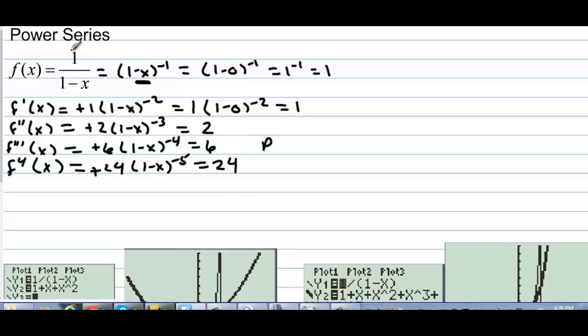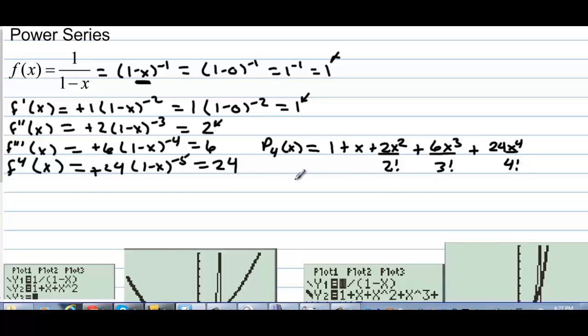The polynomial for the power series, in this case we did 4 derivatives, p sub 4 of x is equal to 1 plus x, because the first coefficient is 1, second coefficient is 1, third coefficient is 2. We have plus 2x squared over 2 factorial, plus the next coefficient is 6, x to the third over 3 factorial, and then plus we have 24, x to the fourth over 4 factorial.